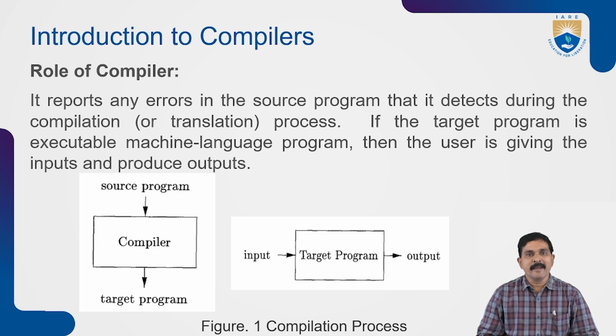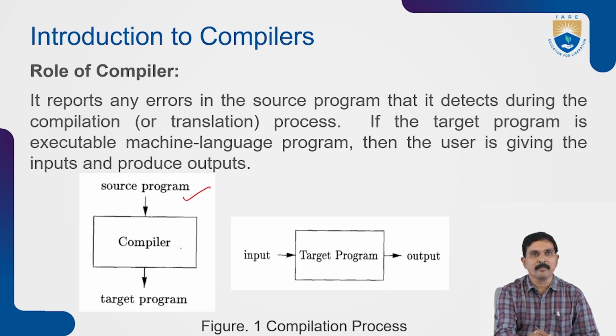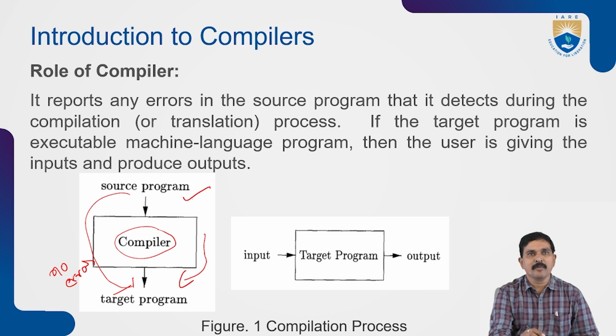So we can say in one statement, the role of the compiler is that it detects the errors during the compilation process. So we have to see how the source program can be converted into the final target program. With the help of the compiler only, it is possible. So the compiler becomes a translator. It translates the source program to the target program when there are no errors in the program. Suppose there are errors in the program, it cannot generate the target program.